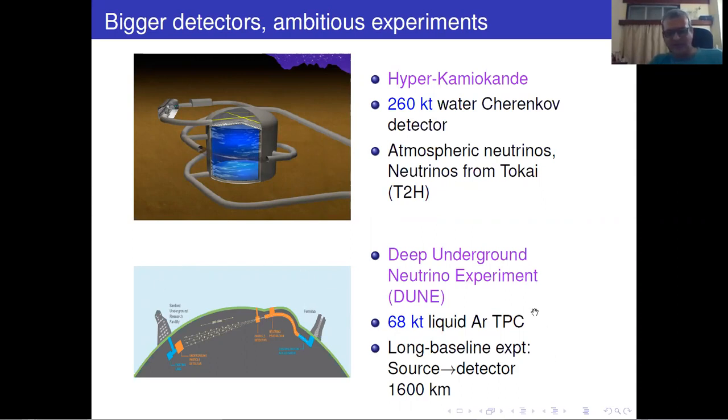In the US, the plans are for the so-called DUNE experiment, the Deep Underground Neutrino Experiment, which has liquid argon time projection chambers, about 70 kilotons. And here again, we produce neutrinos at Fermilab and send them to a mine about 1,300 kilometers away. So these are quite long baselines. You'll hear about this in many neutrino talks.